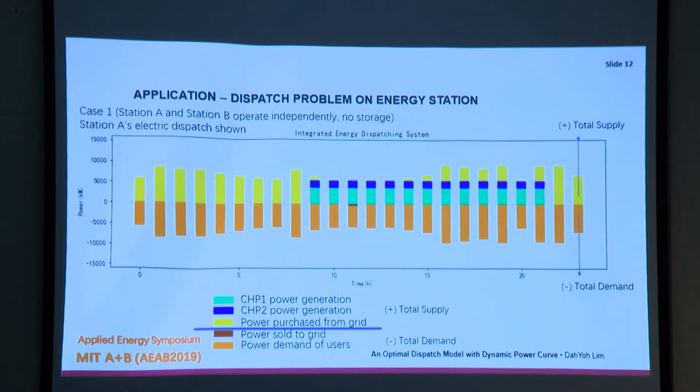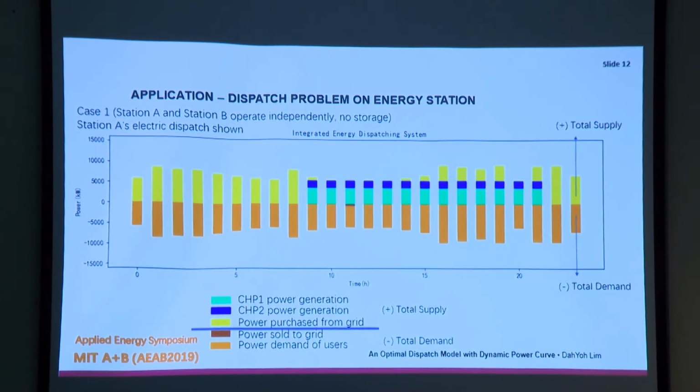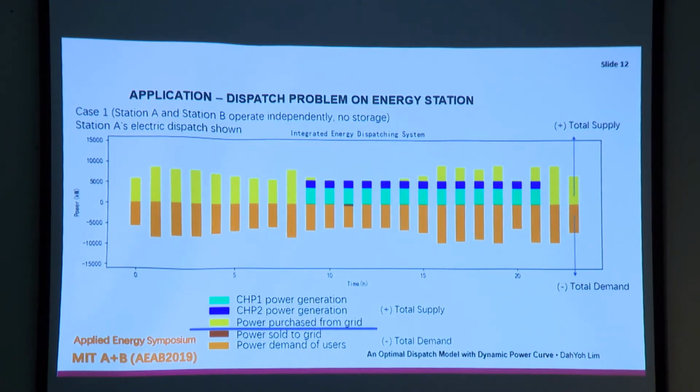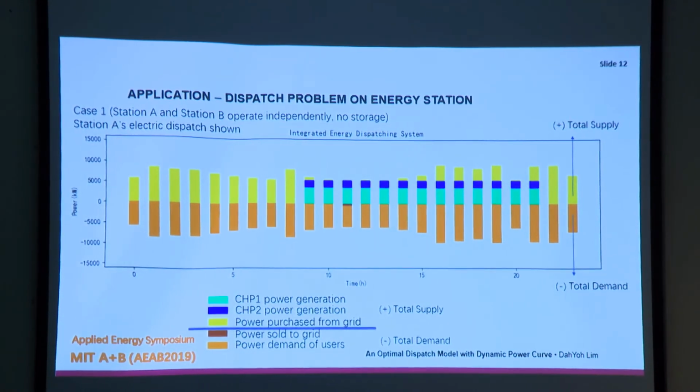So we use CHPs 1 and 2 to generate it, and also, again, satisfying the steam load. That's not shown here. So that's the dispatch. So this is the hour-to-hour dispatch. At what times should you use which types of equipment and purchase from the grid or sell to the grid?